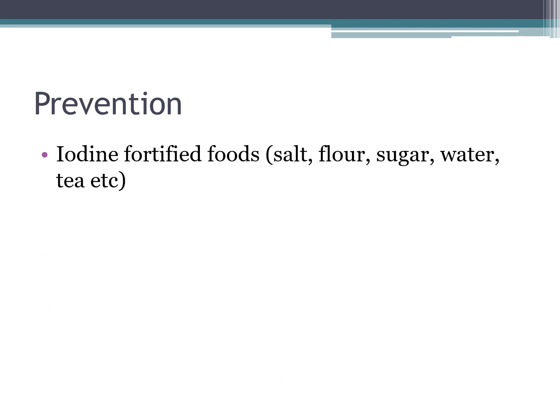Prevention: iodine fortified food, salt, flour, sugar, water, tea, etc. are available to prevent endemic goiter.